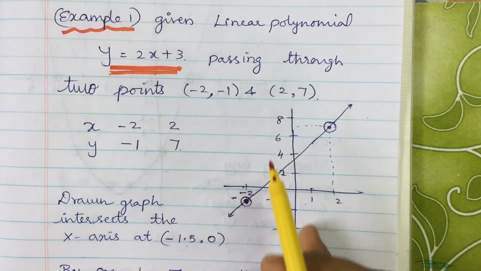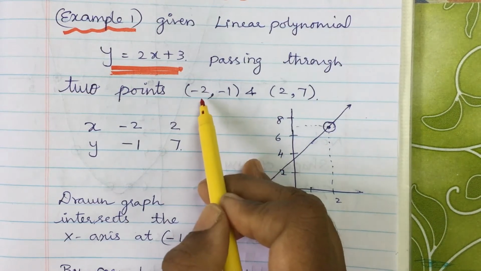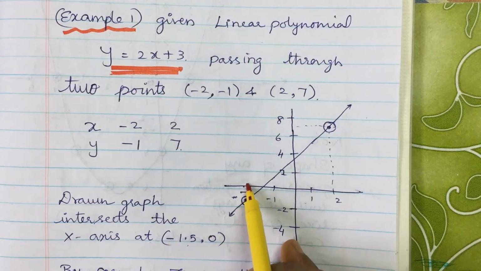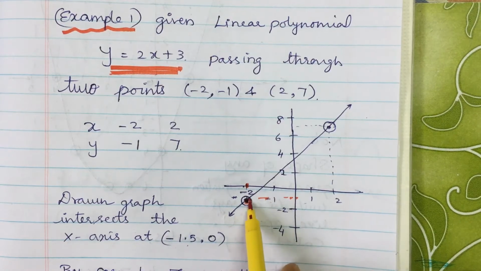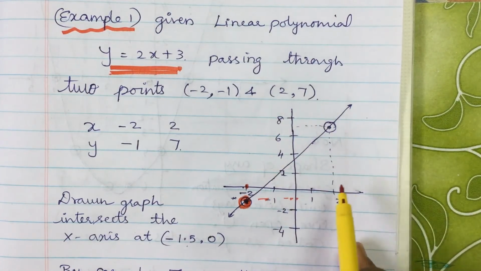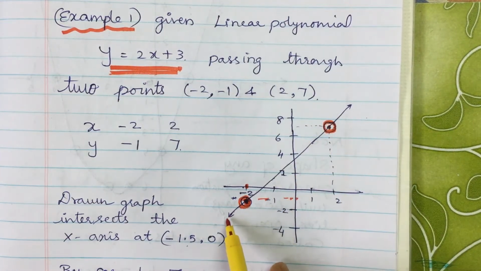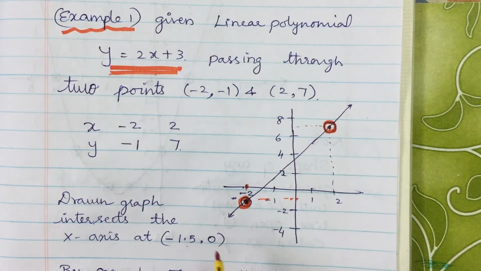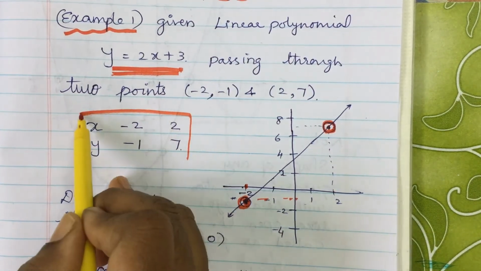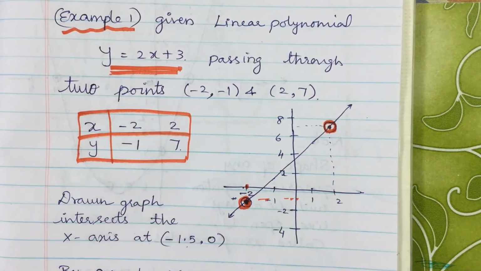I'm sorry, one point is minus 2 comma minus 1. So x is minus 2 and your y is somewhere here. So minus 1. So I have marked this point, and another point is 2 comma 7. Your x is 2 and your y is 7. So I have marked this point. So after marking, I joined those two points and I got a straight line over there, right? So in order to make our work easy, I have given these x and y values in a table. Okay, so I have drawn a graph like this.